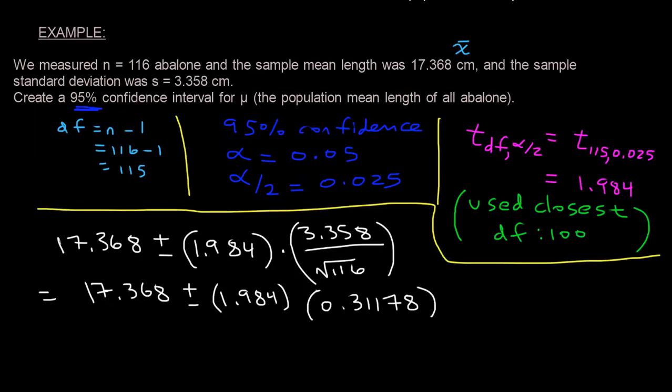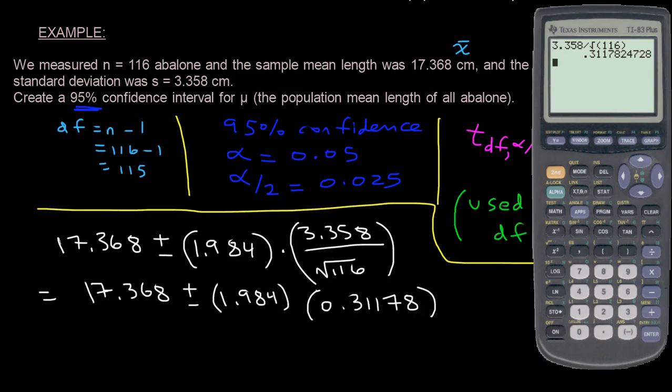Now I will take that standard error and multiply it by the T critical value, 1.984, and that will get us the margin of error, which is 0.619. I'm going to round it here. Let's do 0.619.